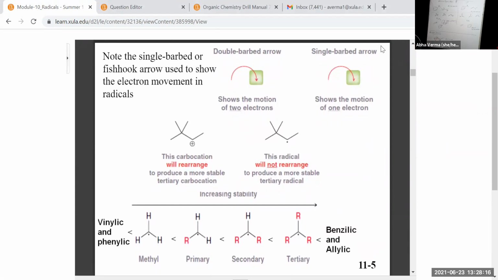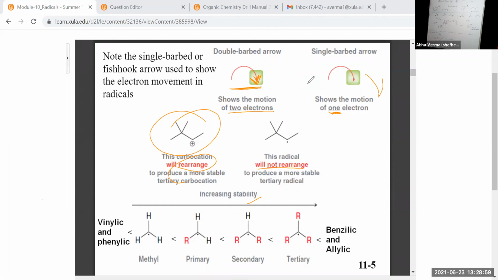So looking at our mechanisms again, and we just discussed this, but let's re-look at them. When you have the ionic kind of motion or ionic kind of group, then you use a full electron movement. So this double arrow shows two electrons moving at the same time. But when you have only one electron moving in case of radicals, then you show this half arrow or half hook. Carbocations will definitely rearrange, radicals will never rearrange. But their stability is exactly the same as that of the carbocation.